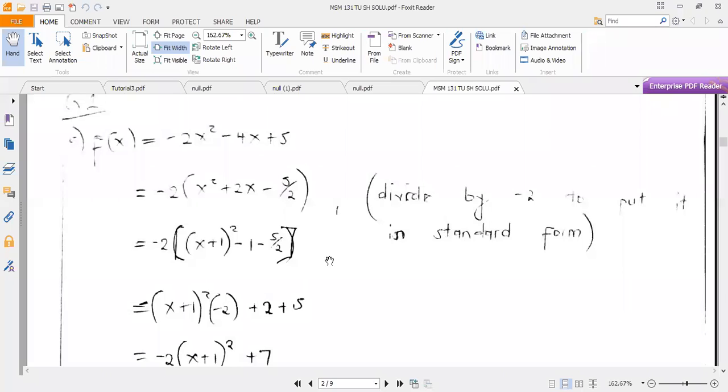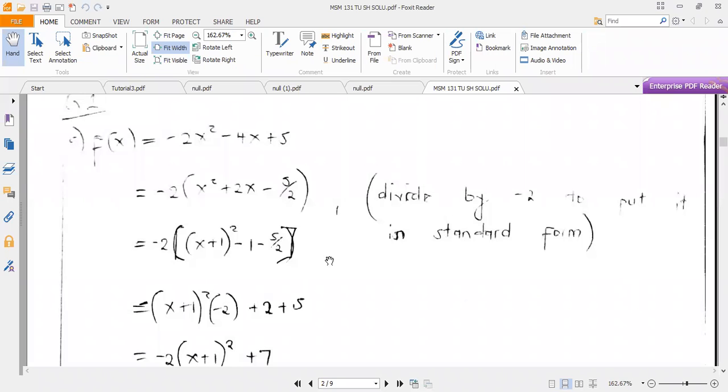So you have x plus 1 squared, but then you square the 1 and subtract it, because if you square x plus 1, we're going to come out with x squared plus 2x plus 1. So we don't want the 1, so you subtract it. So you're going to have x plus 1 squared minus 1 minus 5/2.